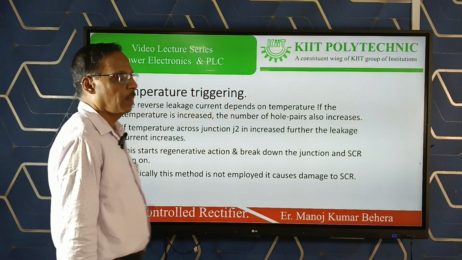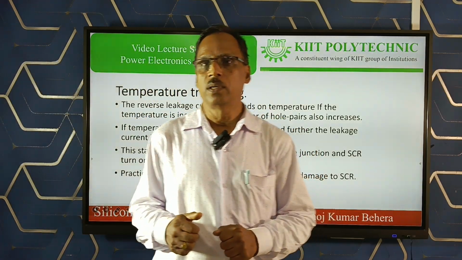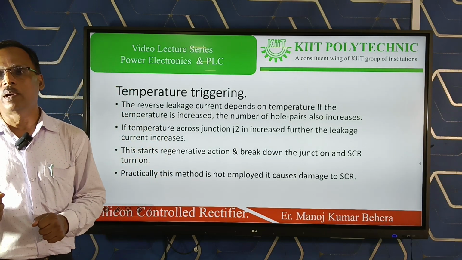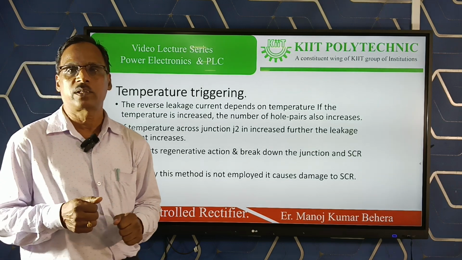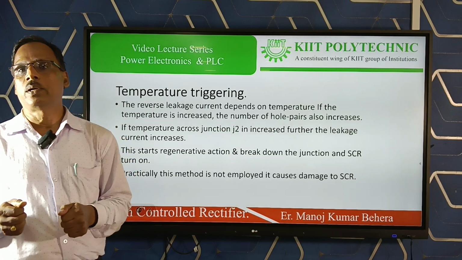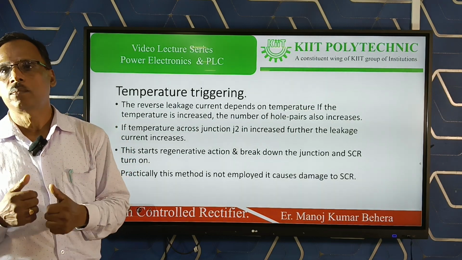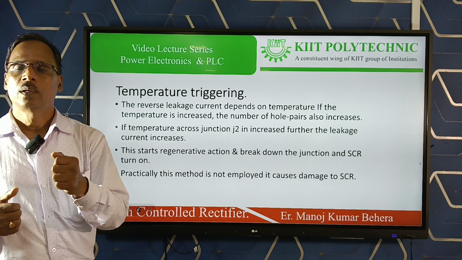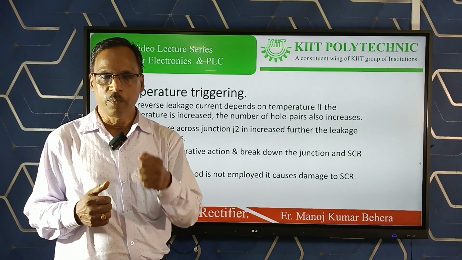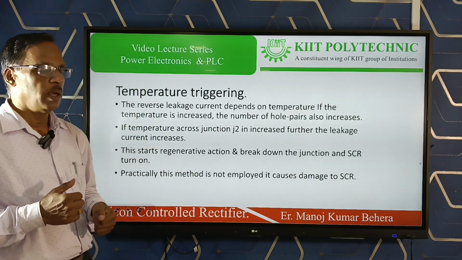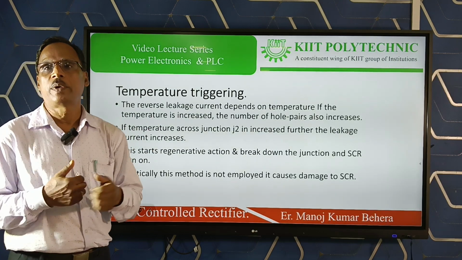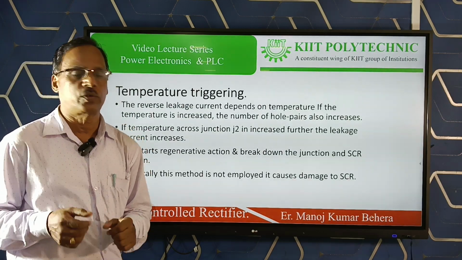Next one is temperature triggering. When SCR is in forward bias condition, junction J1 is forward biased, junction J3 is forward biased, and junction J2 is reverse biased. If you apply some temperature to the junction J2, after a certain time J2 will be in conducting state. So if you put some temperature on junction J2, SCR will start conducting. This method is called temperature triggering, but it is not practically used.